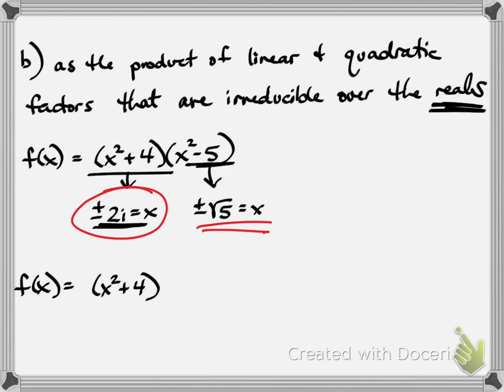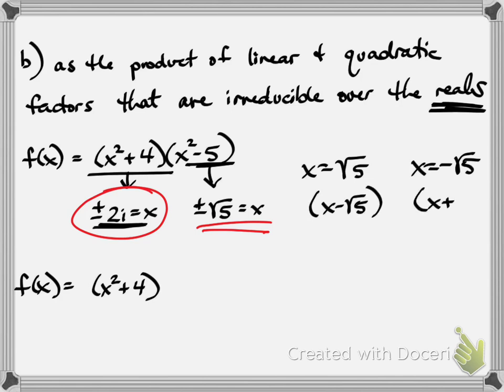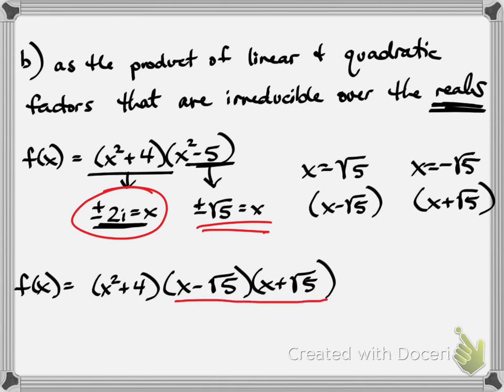But we can break this down. So if x equals positive square root of 5 and x equals negative square root of 5, then as factors, that's x minus square root of 5, and that's x plus square root of 5. So we can break them down to those factors. These factors are linear because they're like mx plus b. And this is a quadratic factor because it's an x squared. So we satisfied those conditions.